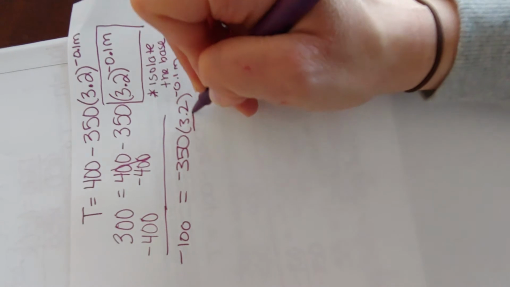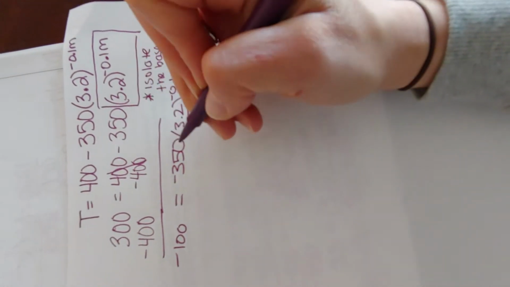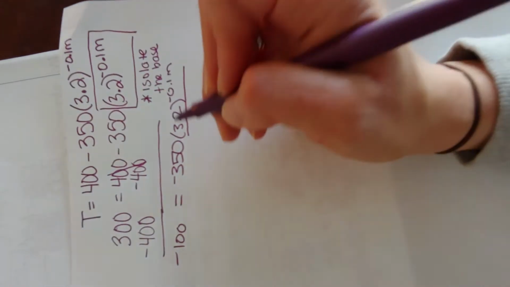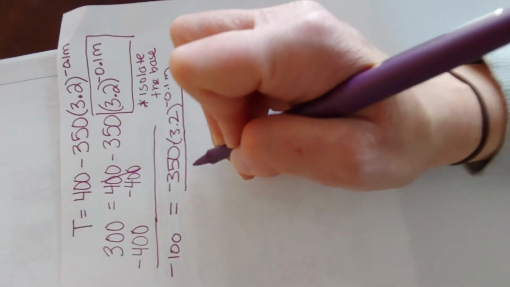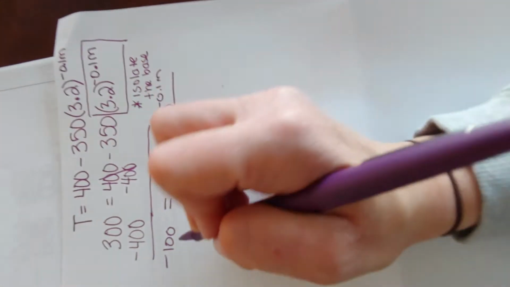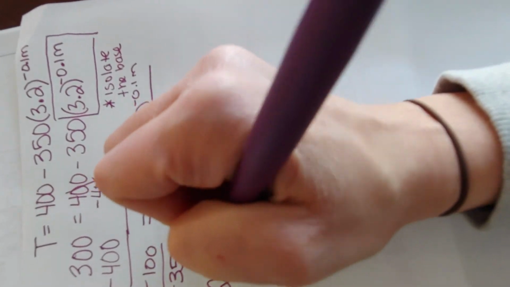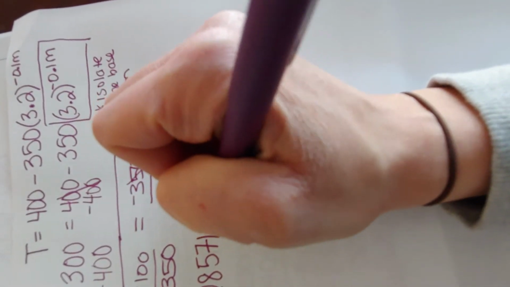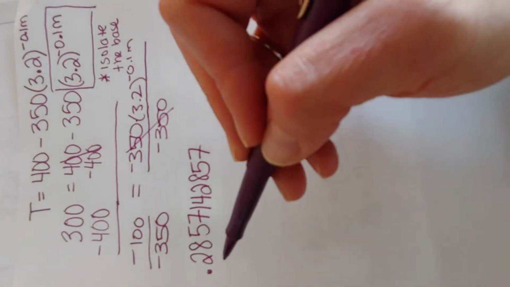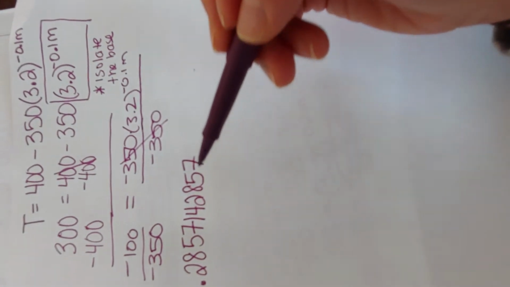Okay, still, the base, this is the base, is not by itself. This number has to get moved off. It's connected by multiplication, so we do the opposite, which is division. All right, so we have negative 100 divided by negative 350. And we get 0.2857142857. You could change that into a fraction if you're more comfortable with that. This is the decimal that you get on your screen though.